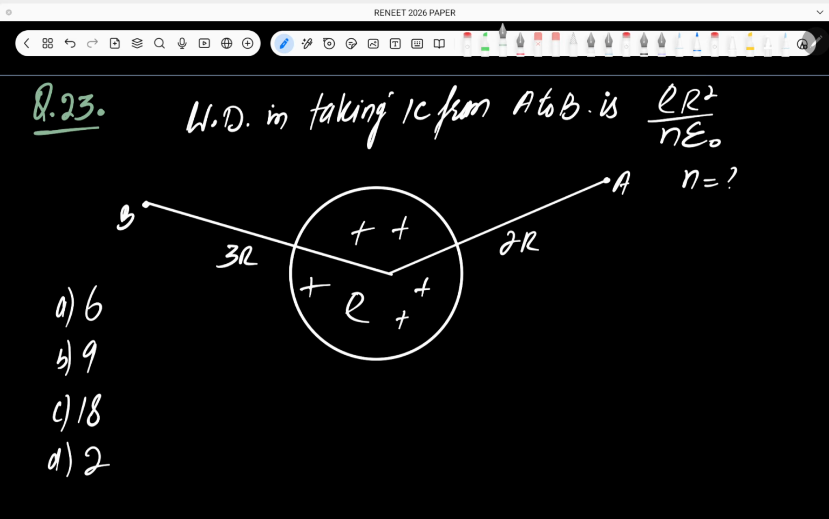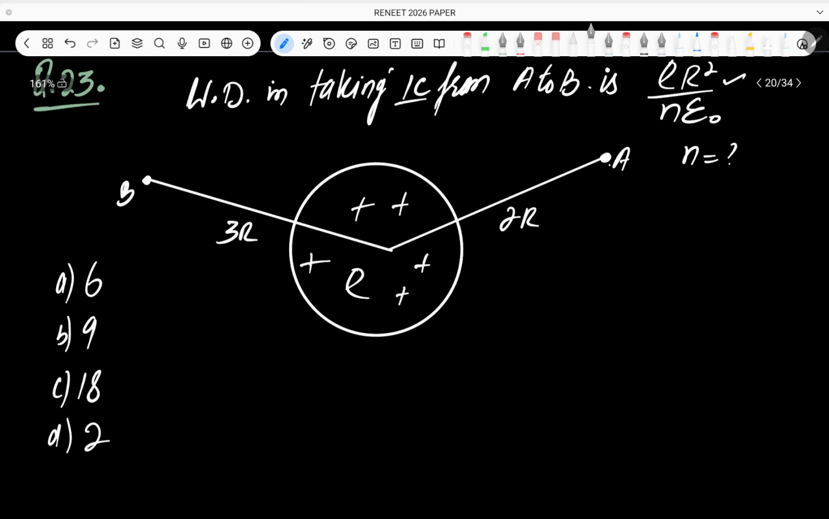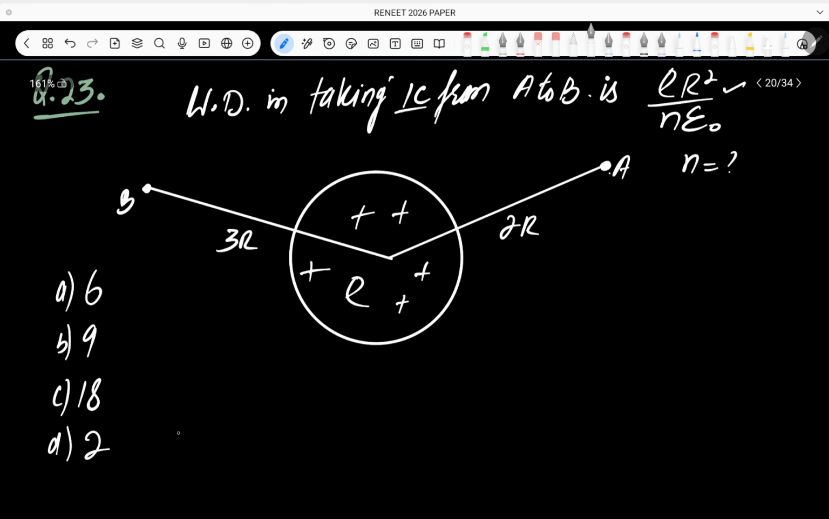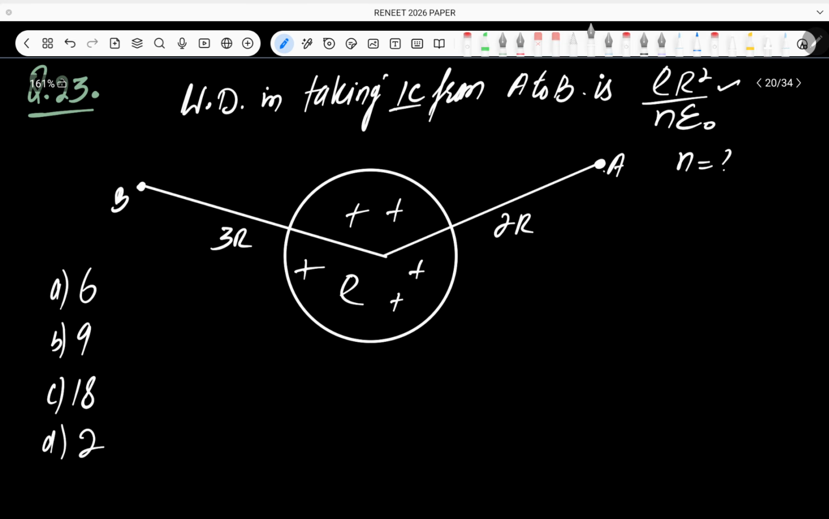So have a look, beta. The question overall is this: this is point A and this is point B, and a charged particle whose charge is 1 coulomb is taken from one point to another point, and the work done is given to you, that is rho r square divided by n epsilon naught. From there you will have to calculate epsilon naught. So let's try to calculate the work done if the charged particle is taken from this point to this point. All right, it's taken from this point to this point along any path. Okay, taken from here to here. How can we calculate that work done?